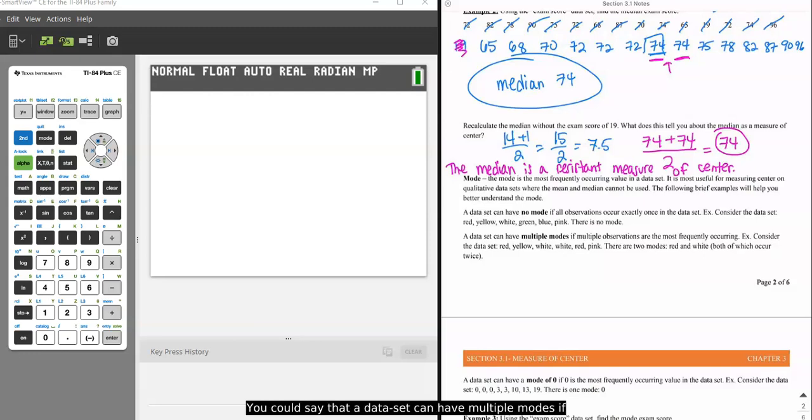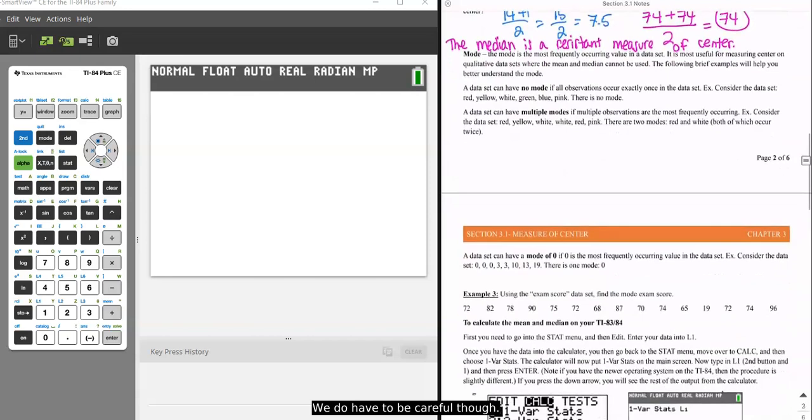A data set can have multiple modes if multiple observations are the most frequently occurring. Let's consider red, yellow, white, red, and pink. In this case, white and red appear twice. Both of them occur twice, and so we would have two modes, red and white in this case.